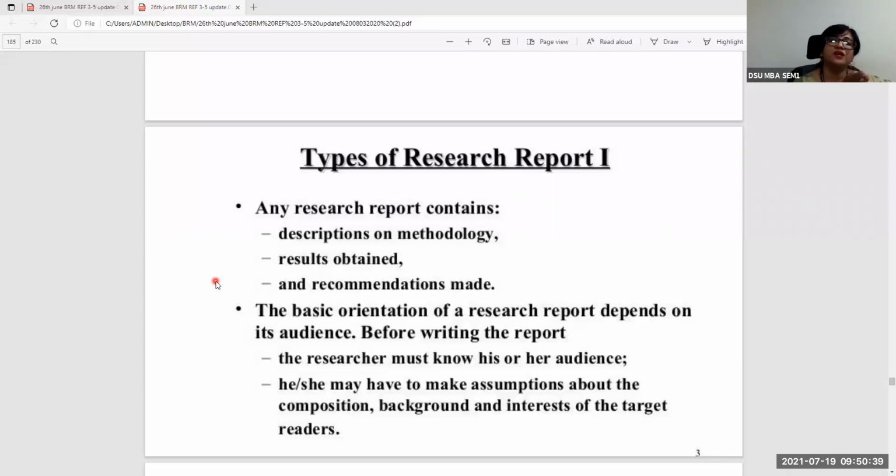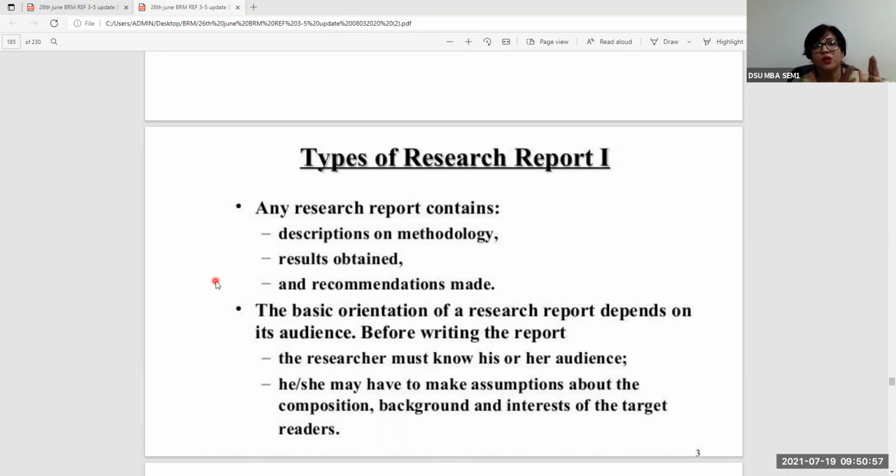And of course, as part of their public disclosure, they might also put up this research report on their websites for public viewing if required. All right. So the audience is very important, because based on the audience, you will understand the level of comprehension that is required to understand the report.